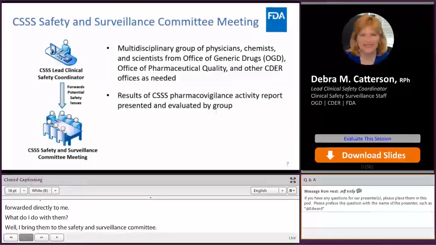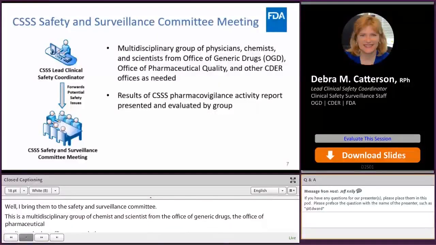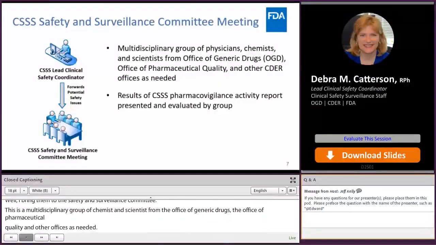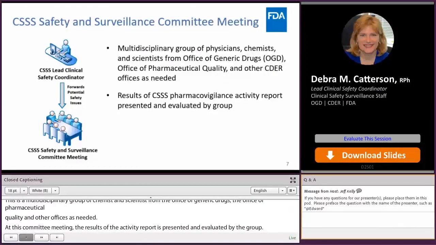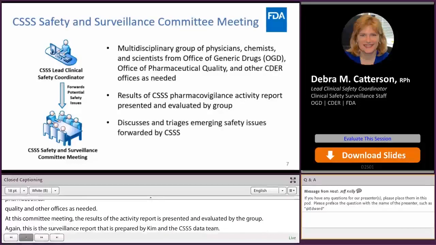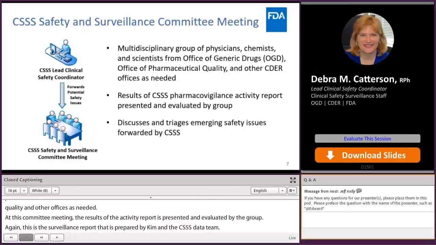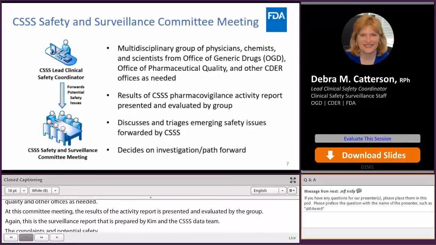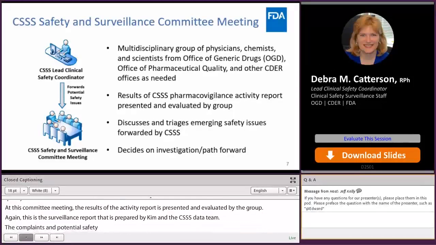At this committee meeting, the results of the CSSS Pharmacovigilance Activity Report is presented and evaluated by the group. Again, this is the surveillance report that is prepared by Ed Kim and the CSSS data team. The complaints and potential safety issues are discussed, and emerging safety issues are triaged. And then after the committee receives cross-disciplinary expert input, a decision is made on the investigation needed and the path forward for these issues.